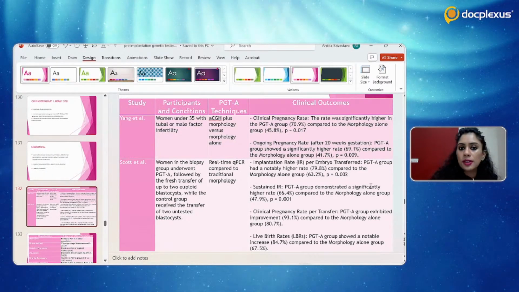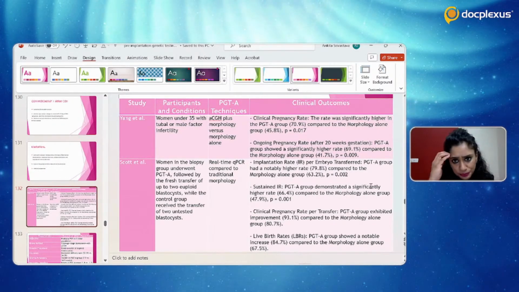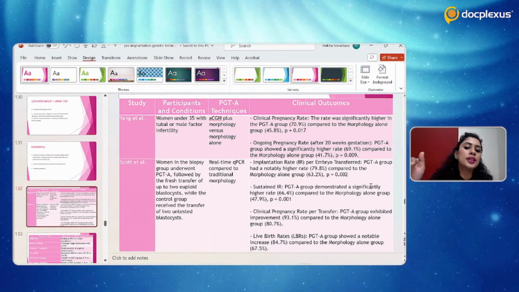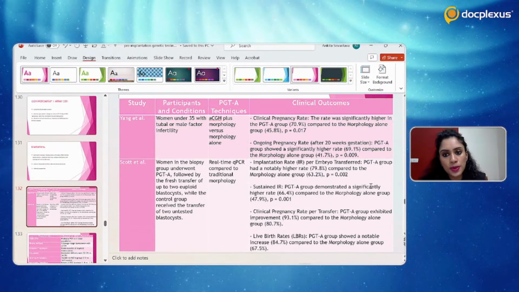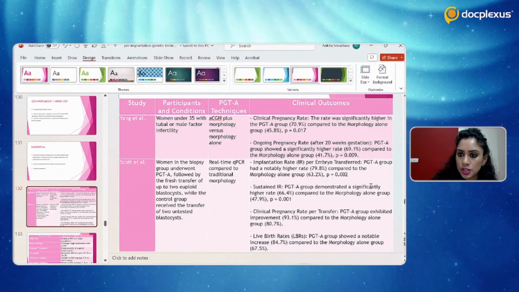Yang et al. studied women under 35 with tubal or male factor infertility by the CGH method, plus morphology versus morphology alone. Here they found that the rate was significantly higher in the PGTA group compared to the morphology alone group, as well as the ongoing pregnancy rate, which showed a significantly higher rate when PGTA was done as opposed to the morphology group alone.